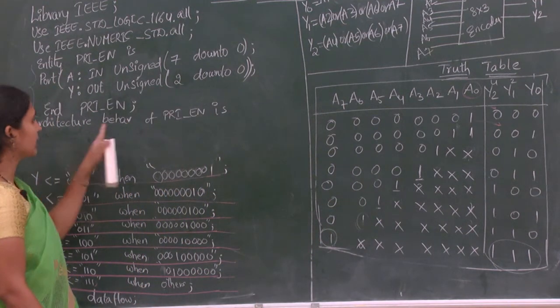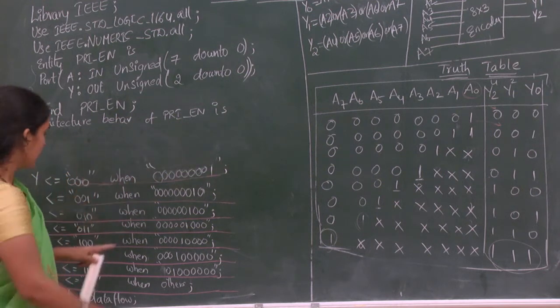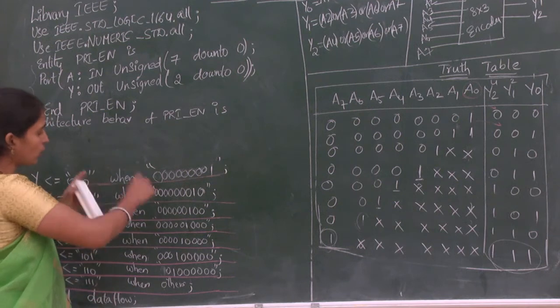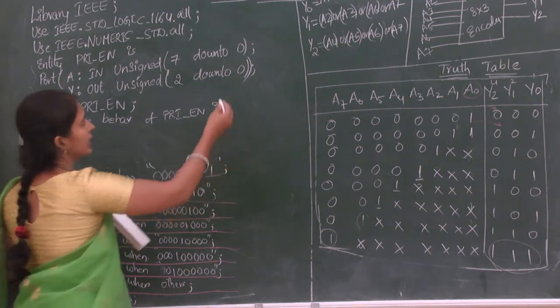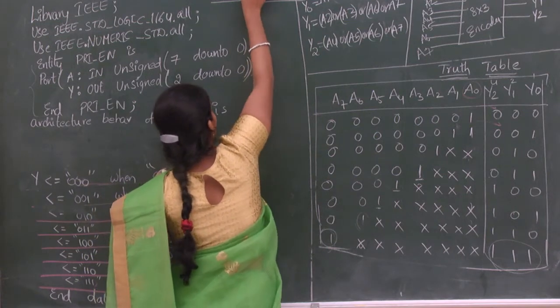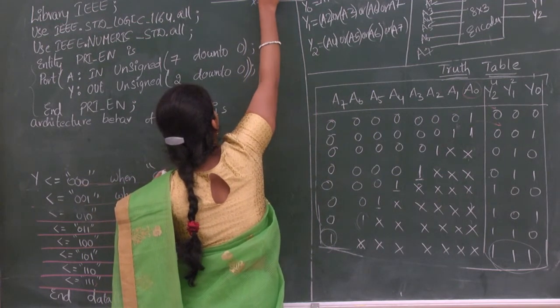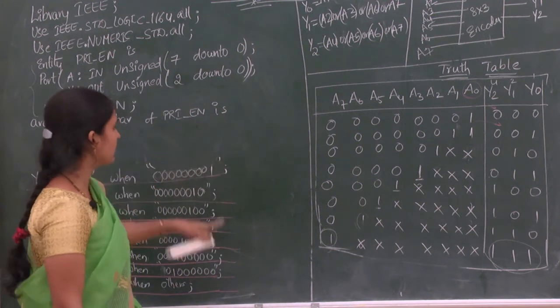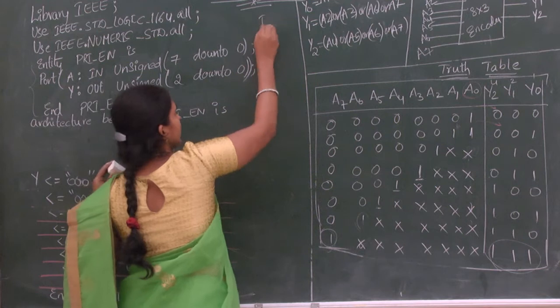Now coming here, the architecture behavior of the priority encoder. This is the code we wrote using data flow. Now how am I going to modify it? This is your priority encoder. At the same time, how will I be writing it using the if-else statement?